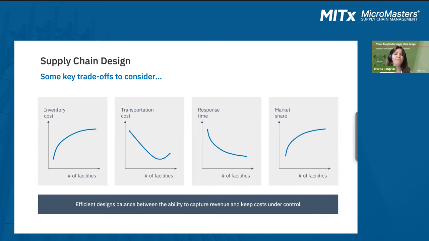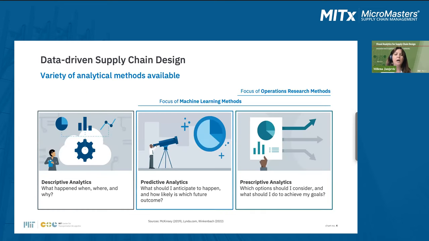To solve that problem, there's a variety of things that we can do. The first thing that we can do is obviously use various analytical tools. I think that you've talked about optimization models quite a bit in the courses within the MicroMasters, but there are actually various types of analytical approaches that we can use. I'd say the most basic one is using descriptive analytics, where we're basically looking at data and trying to figure out some trends and patterns based on what happened.